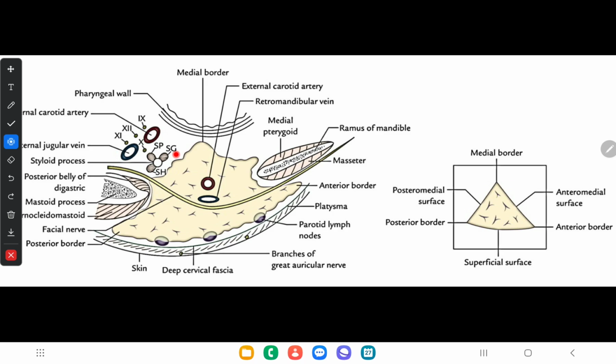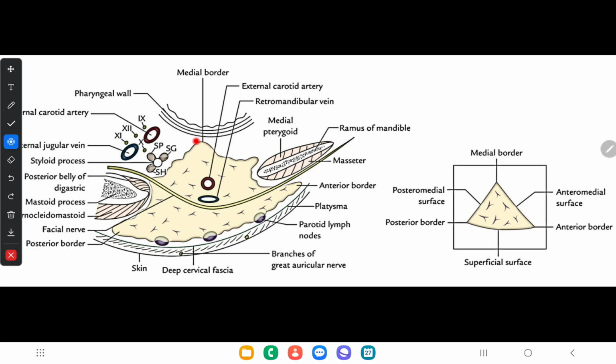Last four cranial nerves. They are glossopharyngeal nerve, then the vagus nerve, then the spinal accessory nerve, and hypoglossal nerve are the nerves which are related to this posteromedial aspect of the parotid gland. External carotid artery grooves this surface before entering the gland.